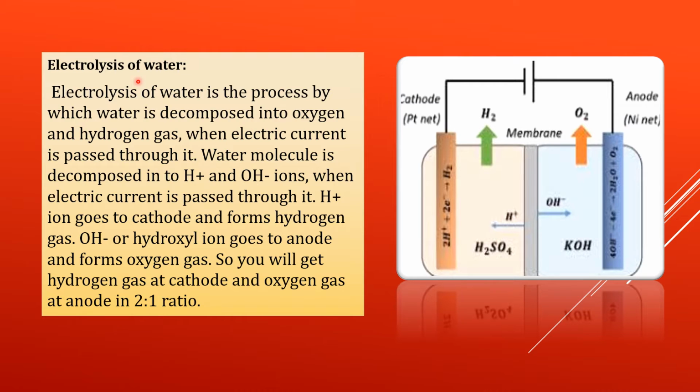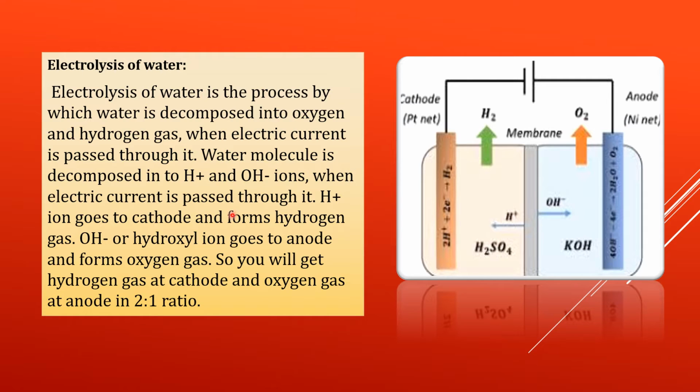Well, we are starting this class with the concept of electrolysis of water. Electrolysis of water is the process by which water is decomposed into oxygen and hydrogen gas. When electric current is passed through it, the water molecule is decomposed into H+ and OH− ions. That means hydrogen ion as cation and hydroxyl ion, OH− ion, as anion.